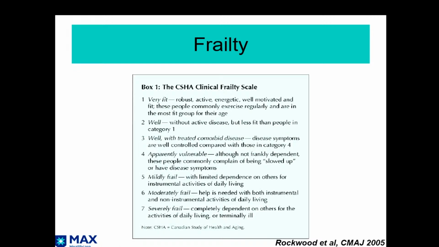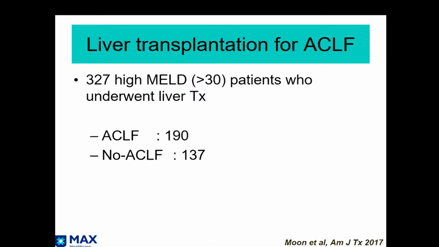And they used this particular frailty score. So if they were moderately to severely frail, that is 6 or 7, that is completely dependent on others for activities of daily living and terminally ill. You all would have seen ACLF grade 3 patients. They are all bedridden. They have 2 or 3 organ failures and they are completely dependent on others for their daily routine activities. But do you deny them transplant? You are doing transplants every day in them, in your own center.